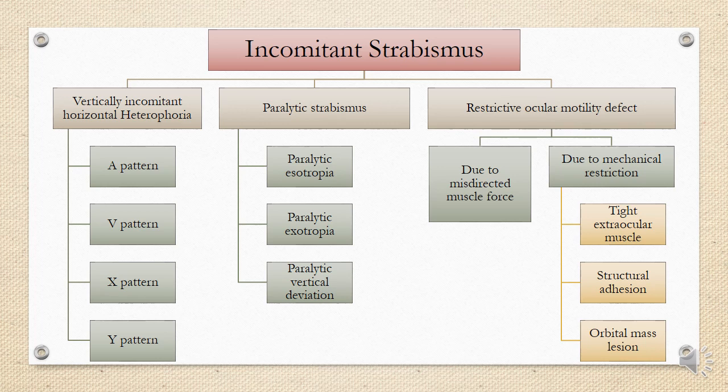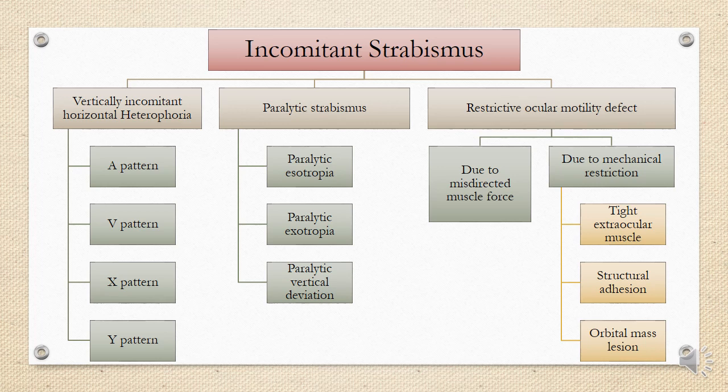Next is your paralytic vertical deviation. When we say paralytic vertical deviation, it could be because of superior oblique palsy, inferior oblique palsy, superior rectus or inferior rectus palsy, or part of a complete third nerve palsy. We all know that the superior and inferior rectus, and also the inferior oblique, are supplied by your third nerve. So when a part of it gets affected, that could also lead to vertical deviation.